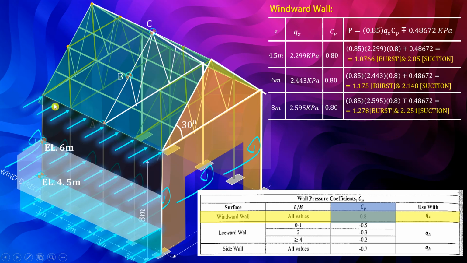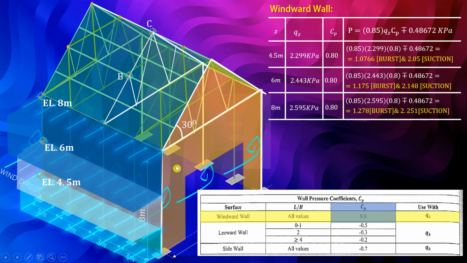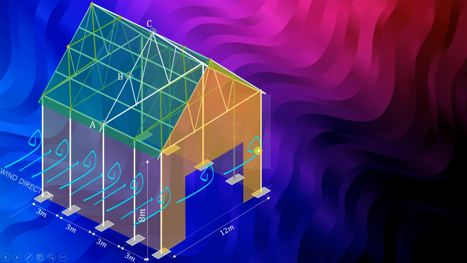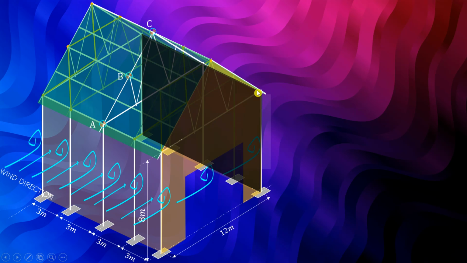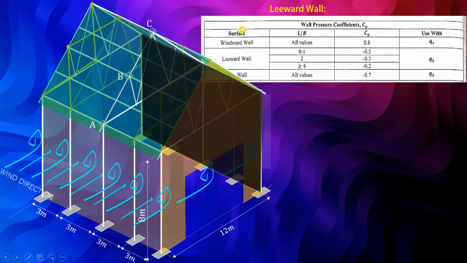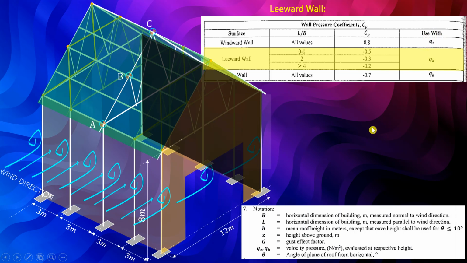So bali, hanggang dito na yan sa eave height. So 8 meters. Next is dito sa leeward wall. Is a leeward wall. So again, meron tayo ditong table from NSCP 2015 for the leeward wall. Ito yan. So meron tayong different value for L over B. So it ranges from 0 to 1, 2, and greater than or equal to 4. And then we have this different value of CP. And then we're going to use QH.